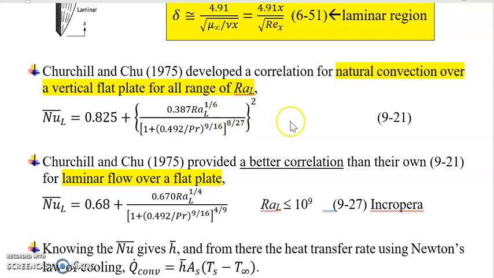Churchill and Chu developed a correlation for natural convection over a vertical flat plate for all ranges of Rayleigh number, from 0 to infinity. Yes, it's given as 9.21 in your eBook. But in Incropera, a better correlation has been presented. You look at 9.27 in Incropera. The difference between this and 9.21 in your eBook is the value of the first term, as well as the coefficient and the index. So you may use either one, because the second one is an improved correlation.